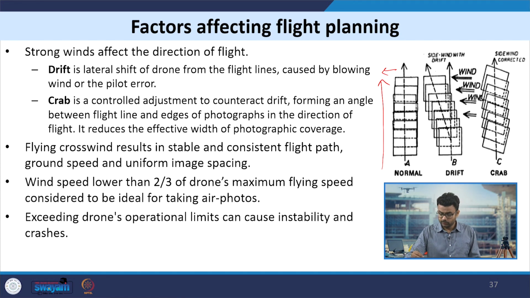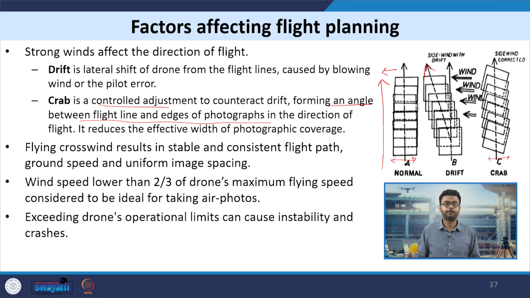So this drift will cause a lateral shift of the drone from the flight line. And when we are trying to overcome this effect of the wind on the flight line, which results in the drift, we perform a controlled adjustment, which forms an angle between flight line and edges of photograph in the direction of flight. It reduces the effective width of the photographic coverage.